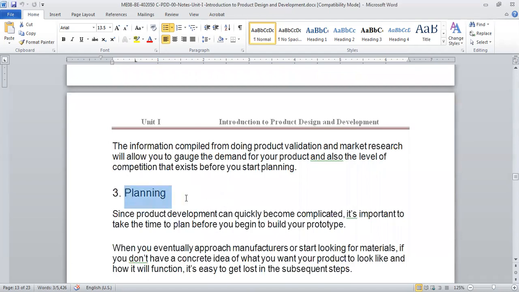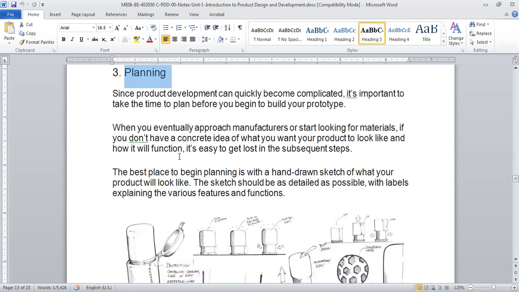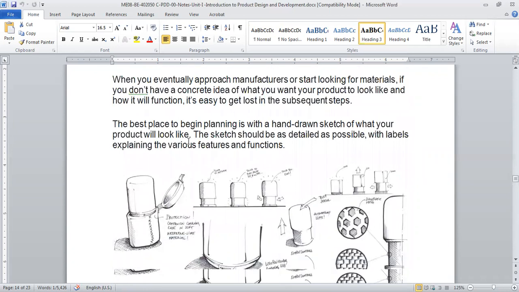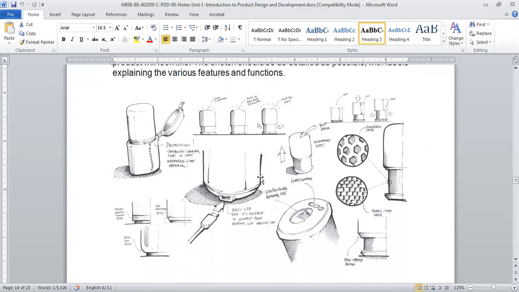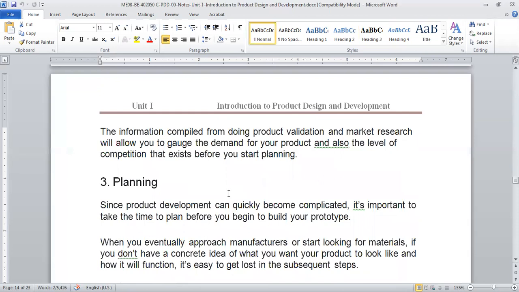Then next is planning. Our ideation is done, research is done, then you will do the planning. Now your actual design process will start here. You have the ideas, you have the concepts, and now you will try to materialize them. So you will draw some hand sketches or sketches on the computer. I have taken an example here, like photo sketches from a crowdfunding campaign for a Bluetooth speaker. So take a look at this.